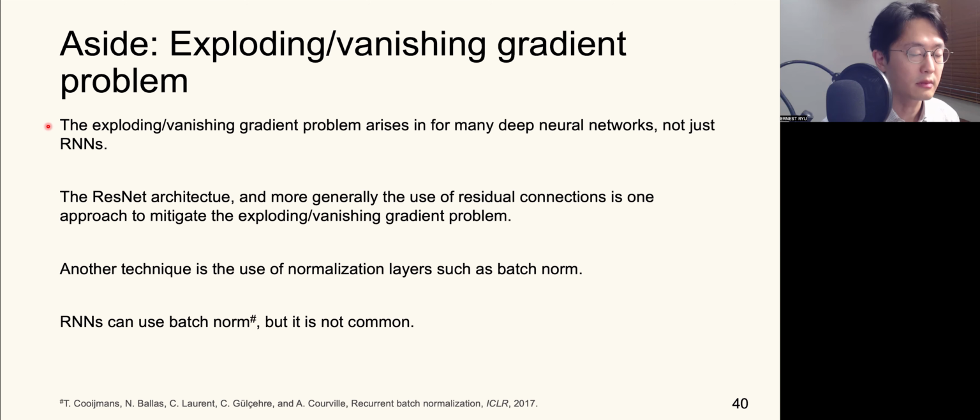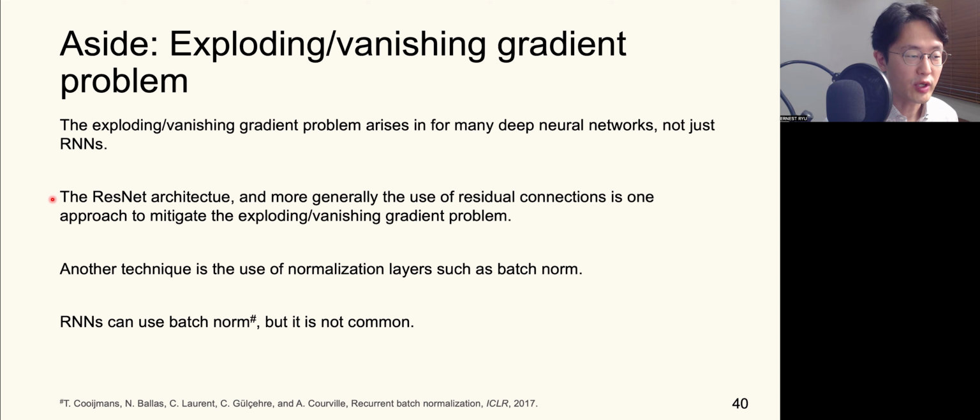As an aside, the exploding and vanishing gradient problem is something that arises in deep neural networks, not just RNNs. For comparison, if we go back to the year 2012, the AlexNet architecture was published, and this great success was followed up with a lot of effort to train deeper and deeper neural networks.